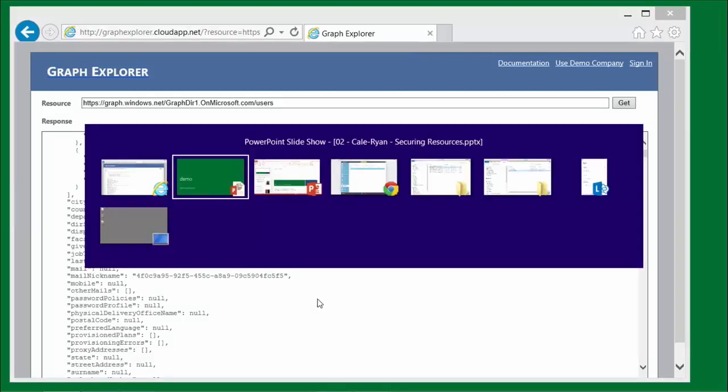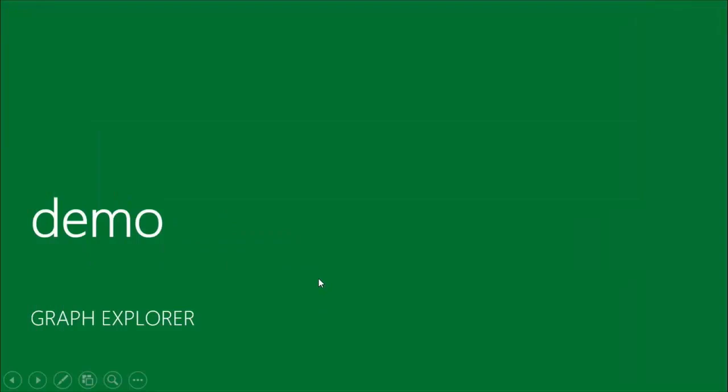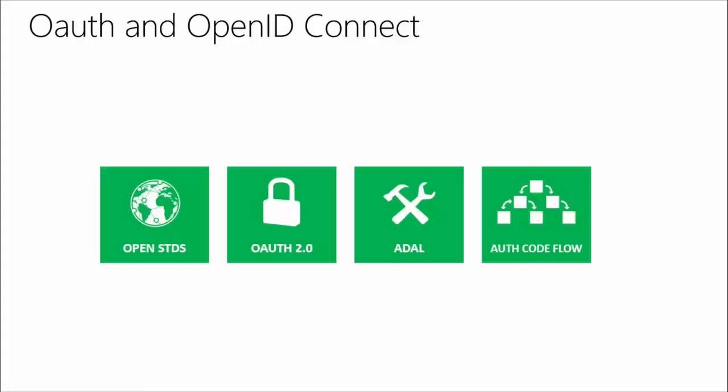Great. And so we'll jump back over to the slides, and we'll move into a different area. Now we're going to talk a little bit about OAuth and OpenID. These are security models, standards that are used for authentication and authorization. These are industry standards, not a Microsoft specific thing. They're based on open standards, OAuth 2 being the standard that we're employing right now.